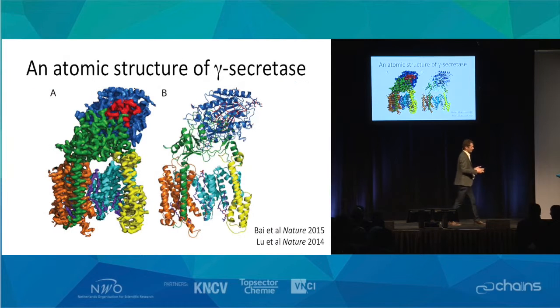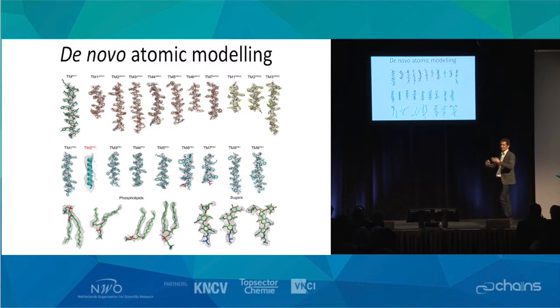Yet, earlier this year, Xiao Chen was able to generate a 3.4 angstrom reconstruction of the entire complex. And we can now de novo build an atomic model of all the four proteins involved. At 3.4 angstrom in the cryo-EM map, you can see all of the amino acid side chains. You can build models for those. We even see density for 4 phospholipids and some of the ordered sugars on this ectodomain of nicastrin.